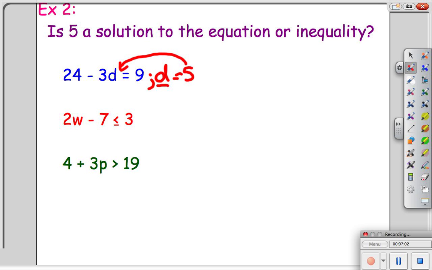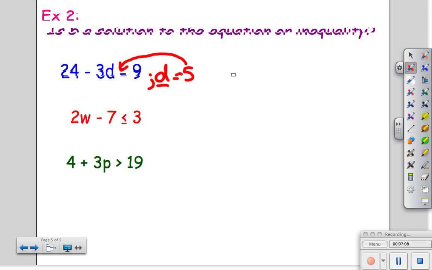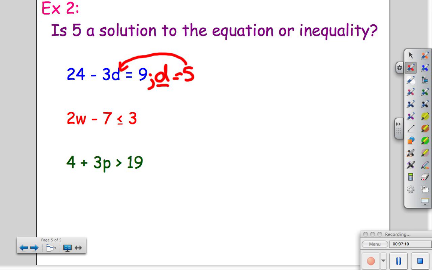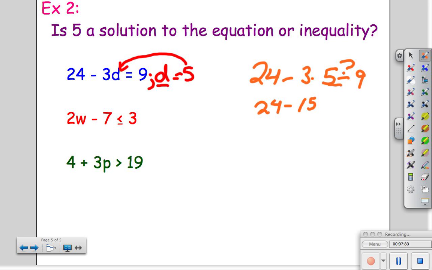So for the first one, we've got 24 minus 3 times 5, and I want to know, does that in fact equal 9? Let's see, order of operations, I'm going to have 24 minus 3 times 5 is 15. And 24 minus 15 does equal 9. So since that's true, 9 equals 9, that's a true statement. Is this a solution? Yes.